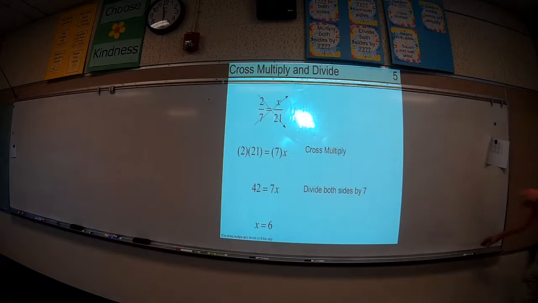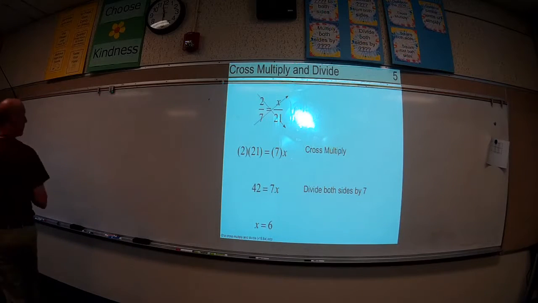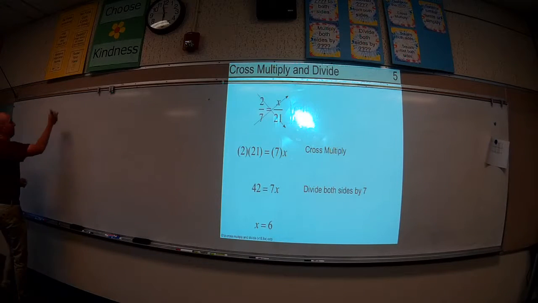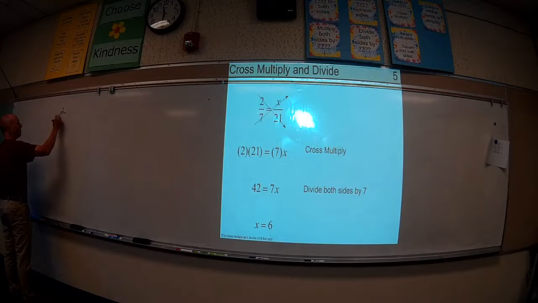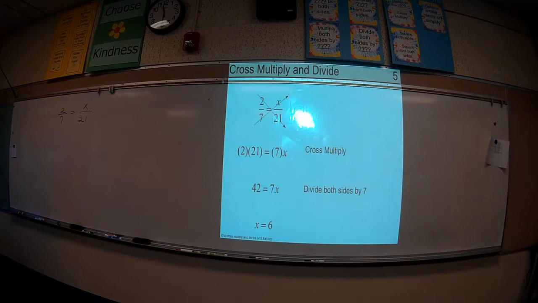All right. If I write, you write. You're not just copying this down, you're writing what I'm writing. So we're going to start with 2/7 equals x over 21. Just a small little equation. It's actually a 2-step equation.